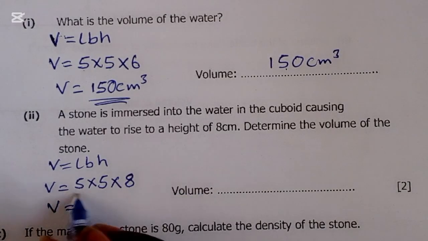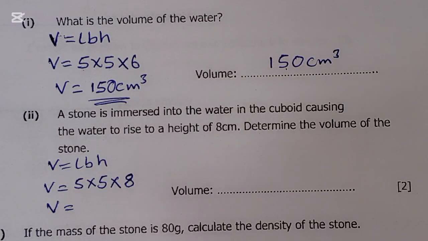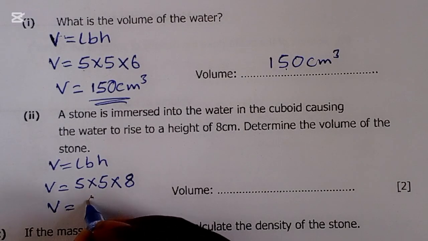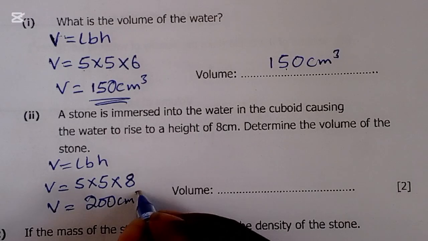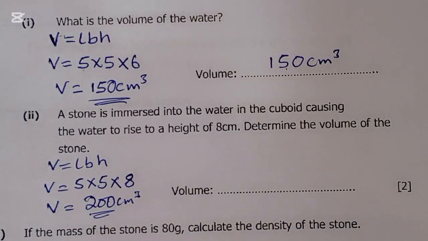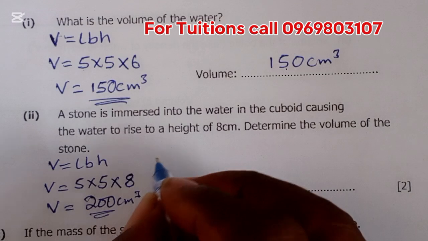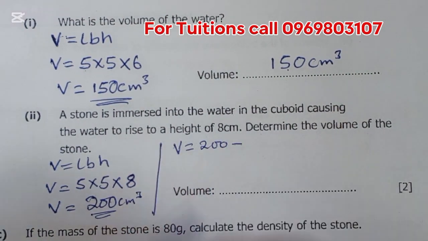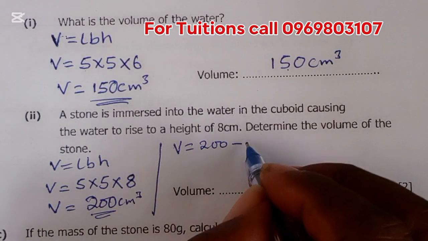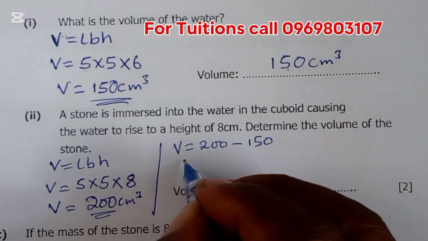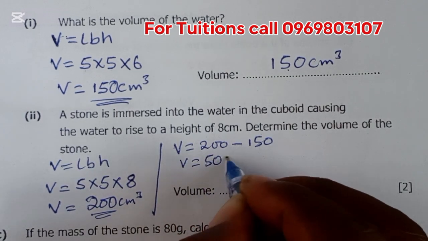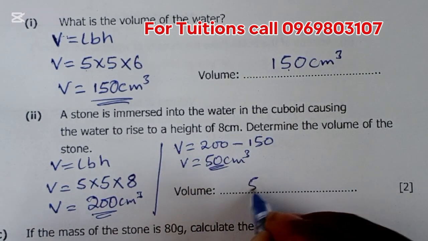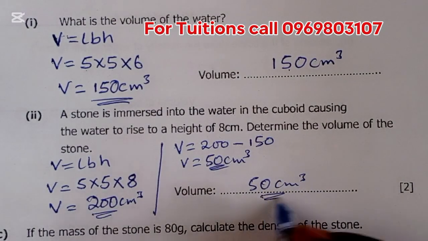So volume is equal to 5 times 5, 25. 25 times 8, we are going to have 200 centimeters cubed. This volume that we have is the volume of the stone plus water. But our interest is the volume of the stone. So here we'll just subtract. 200, which is the volume of the stone plus water, minus the volume of water. We will remain with the volume of the stone, which is 50. So the answer is 50 centimeters cubed.